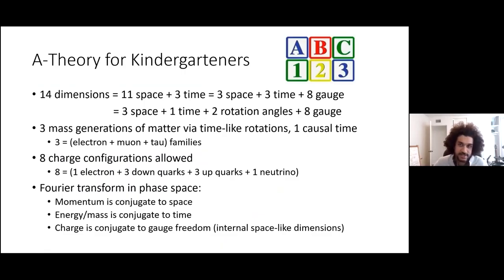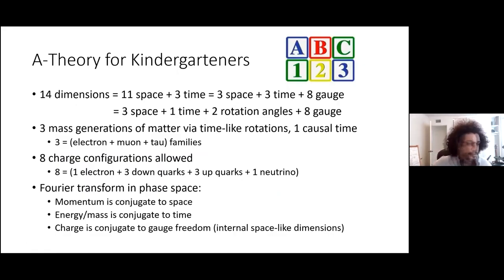So we're in 14 dimensions. How do we describe this if we're in kindergarten? So I'm just going to use addition, multiplication, and I'm going to divide by 2 at the end. So I hope the engineers can keep up with me here. So this theory has 11 spatial dimensions, space-like dimensions, and 3 time-like dimensions.